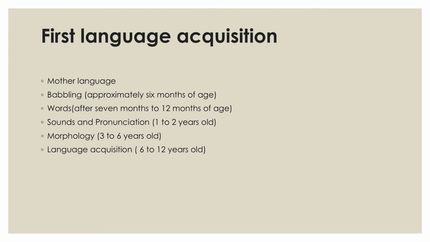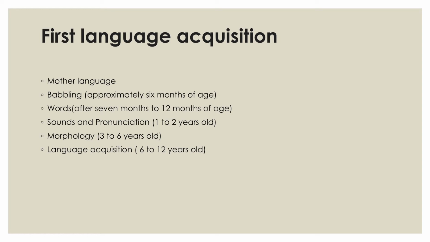First language acquisition. It's like a mother language for a baby, and I think there are 5 steps of first language acquisition for a child. Okay, the first is babbling. It's at about 6 months of age. They can only make a little sound and laugh, and when they hear a sound they can look at you. And the second period is words. It's from 7 months to 12 months of age.